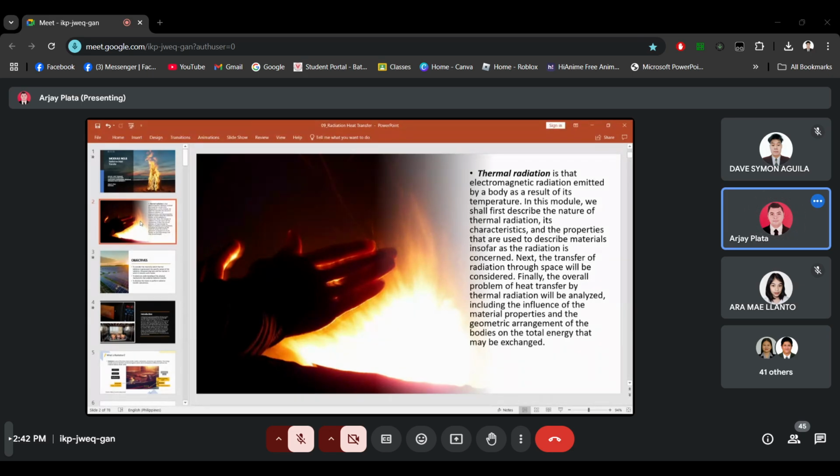Then in the example, there is a fire. So the fire emits an electromagnetic radiation as a result of its temperature. So okay, from the fire going to your hand, there is an electromagnetic radiation. So there is an electromagnetic wave. The heat is being transferred through electromagnetic wave and not by a medium, fluid or solids.